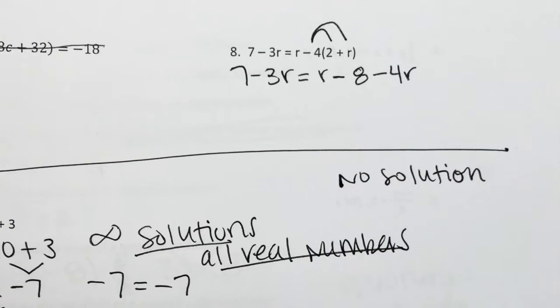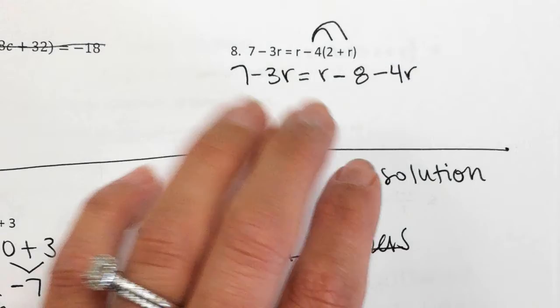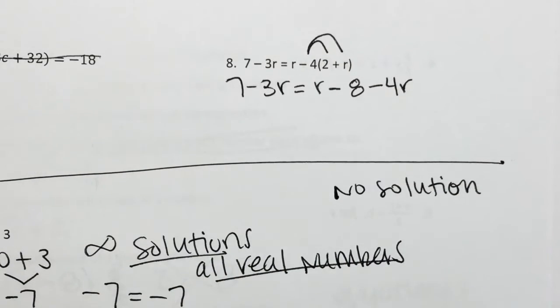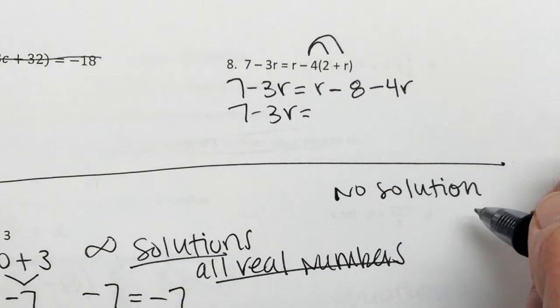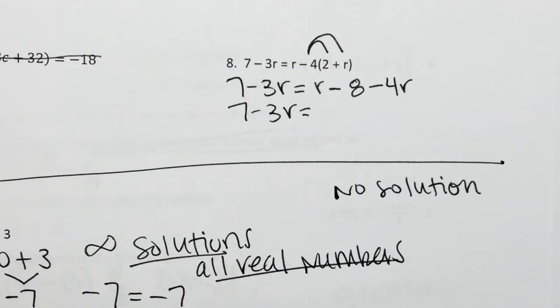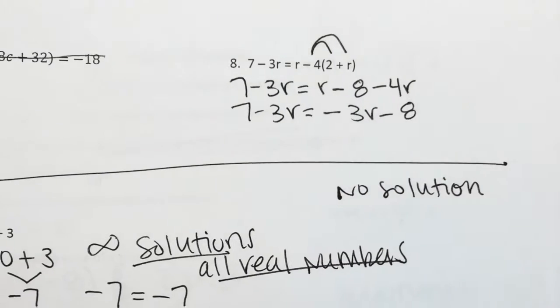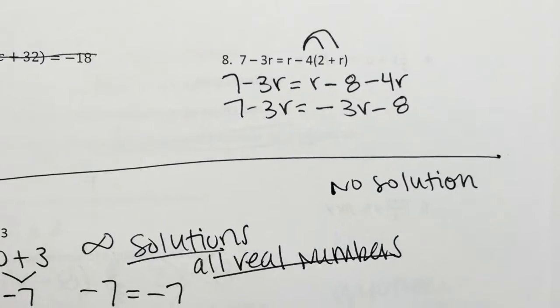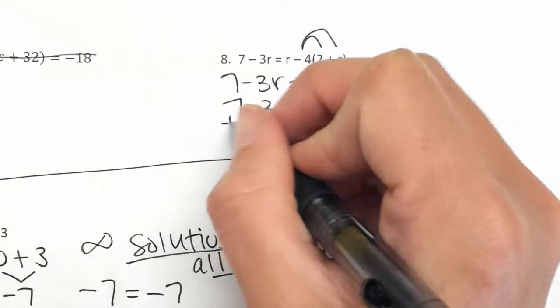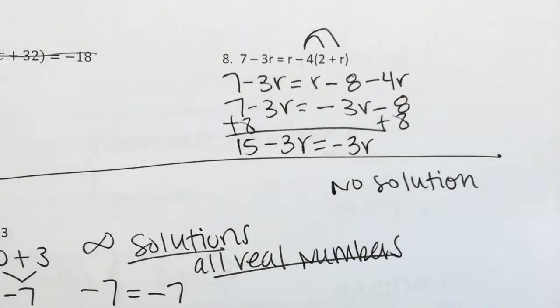Good. Is everybody okay with that part? Taylor, what do I do from here? I would add the r's. Alright, so that's going to give us what? 3 r's. Not just 3r. Negative 3 r's. There we go. Alright. Molly, what next? Alright, add 8 to 7. That's going to give us what? 15 minus 3r equals negative 3r.